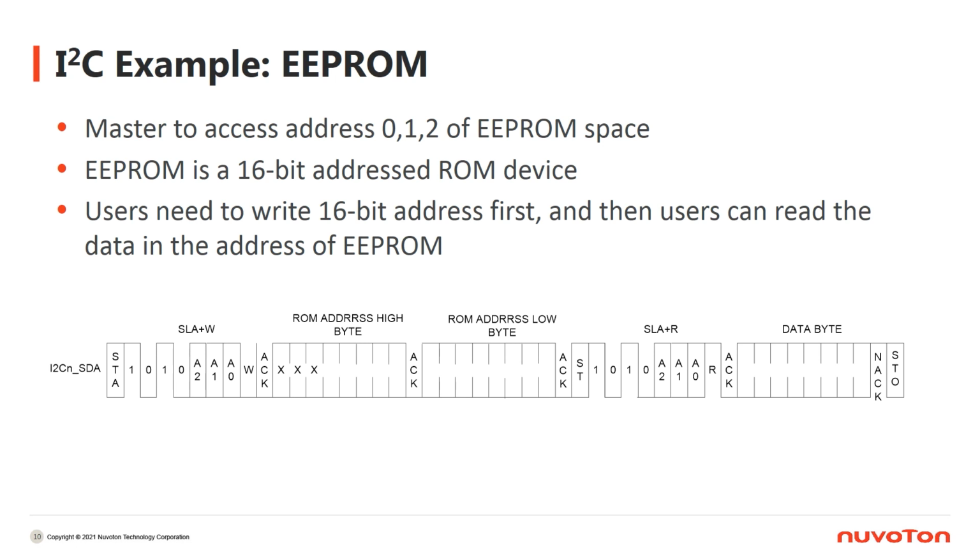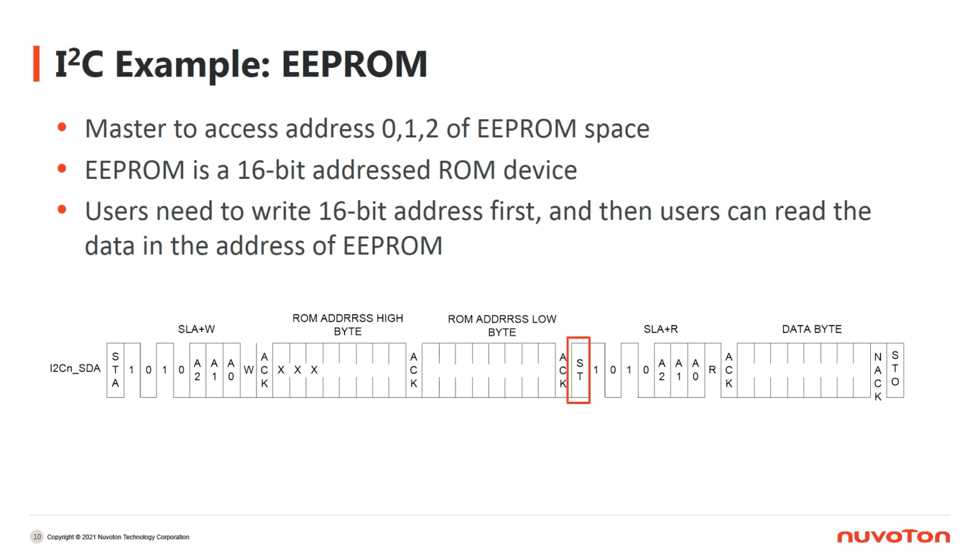Let's see the graph below. To read data from EPROM, the master initiates the transmission with STA, the start signal, then sends the address of the slave and specifies the read/write bit as W, which means write operation. The following 2 bytes are the EPROM address that we want to read data from. You can see the master receives ACK from the EPROM, so the master can keep sending messages.